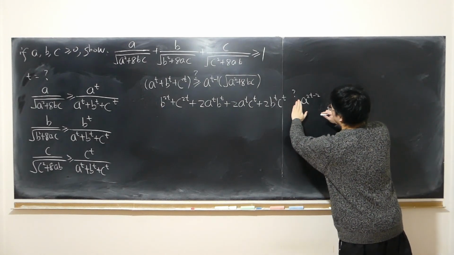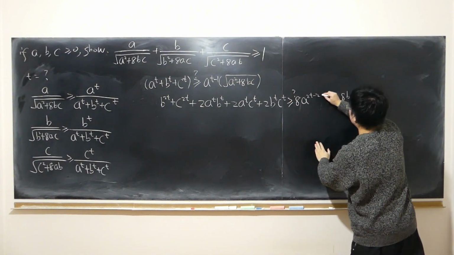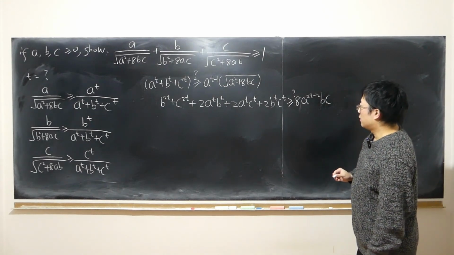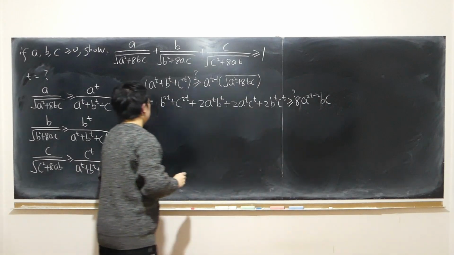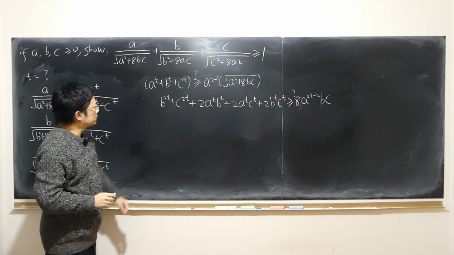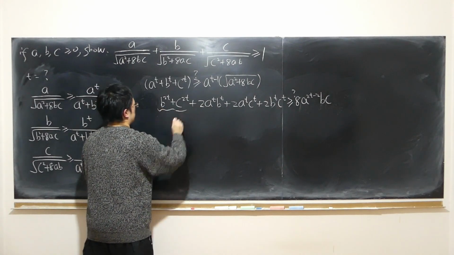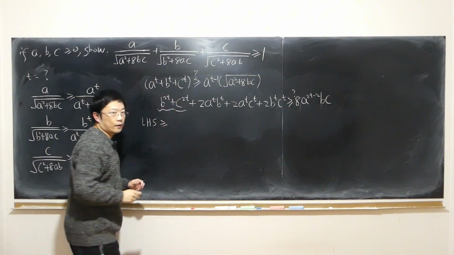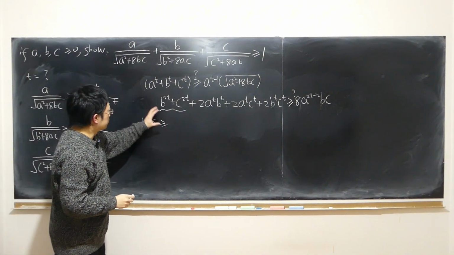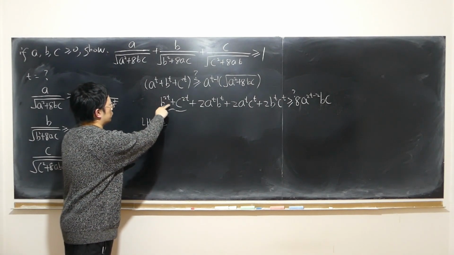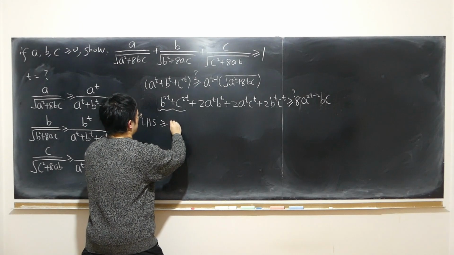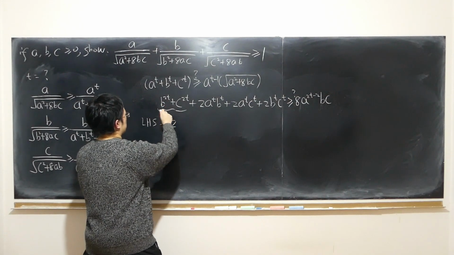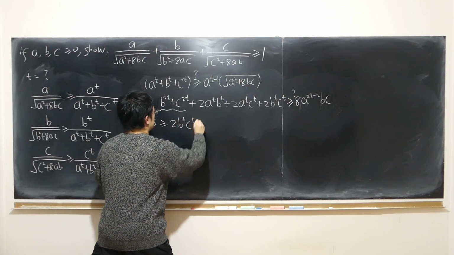So this is greater than 8 times this times bc, if this is true. But before we even discuss this, we're going to loosen the left-hand side a little bit, for example, those two terms. First of all, greater than or equal to, using the AM-GM inequality, it's always 2 times the square root of the product of those two. So 2 times square root of, the square root can cancel with this 2 and this 2. So b to the t, c to the t.